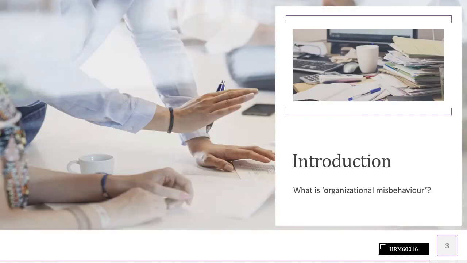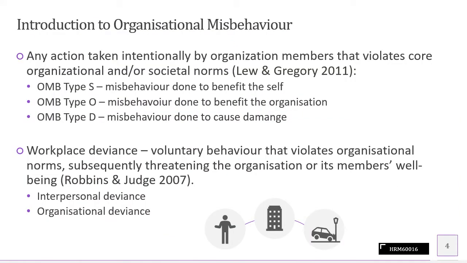Alright, let's dive into what organizational misbehavior is. OMB is an action taken intentionally by organization members that violates organizational norms and societal norms. It comprises three different types of OMB, type S, O, and D, which denote the respective behavior done to benefit the self, the organization, or to cause damage.